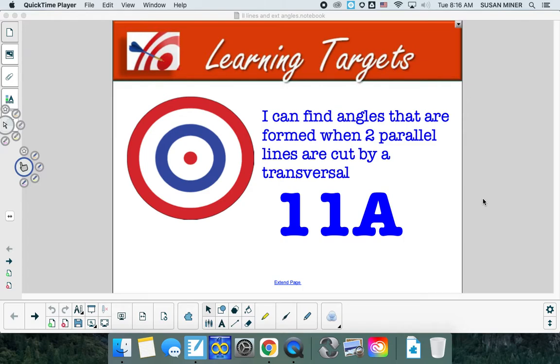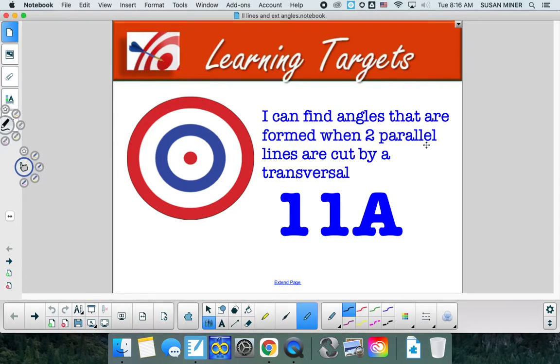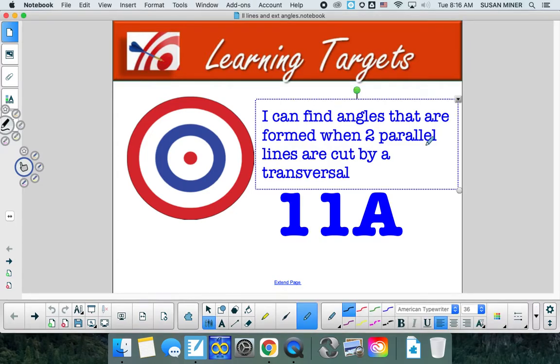And this is assignment 11A, unit 11, assignment A. And we're going to be talking about finding angles that are formed when two parallel lines are cut by a transversal. Now my pen's working. Okay, so we're going to talk about what those words mean and what's happening. When we have parallel lines, we can get some interesting angle relationships formed. And so we're going to talk about that.